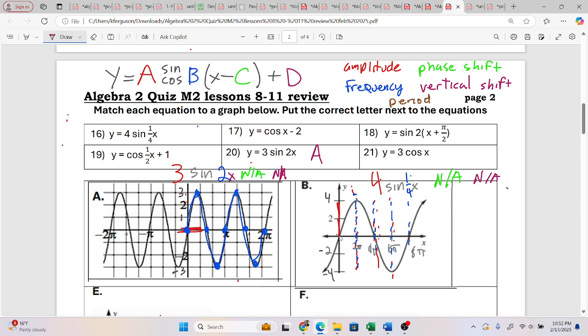Because see, if there was a phase shift going up, it would have started at 2 or started at 4. If there was a vertical shift going up, it would have started at 2 or started at 4 on this y-axis. If there was a phase shift, it wouldn't have started at the origin. It might have started here or there. So that's how I got that, and boom, y equals 4 sine of 1/4 x. So that's B.